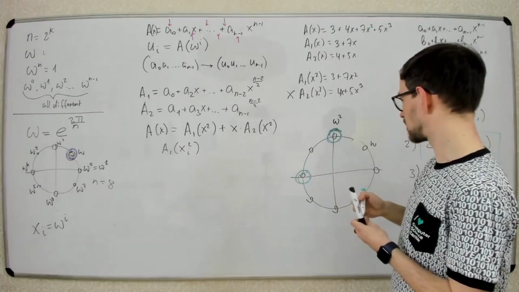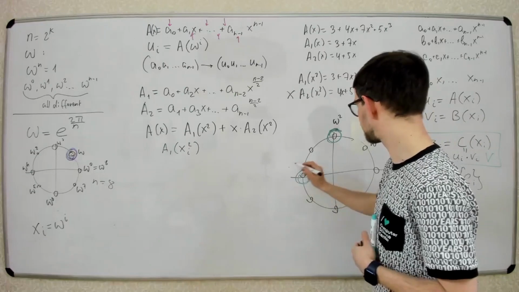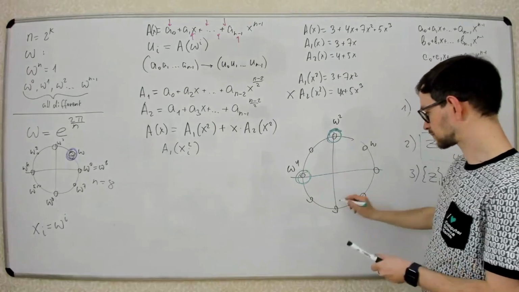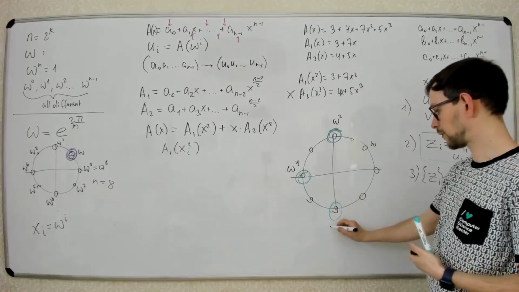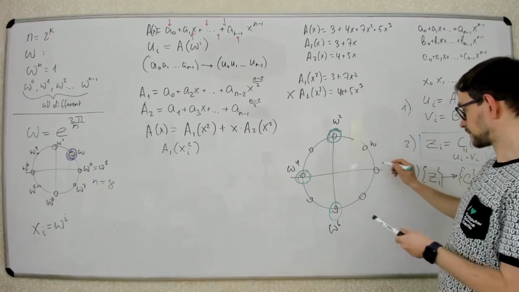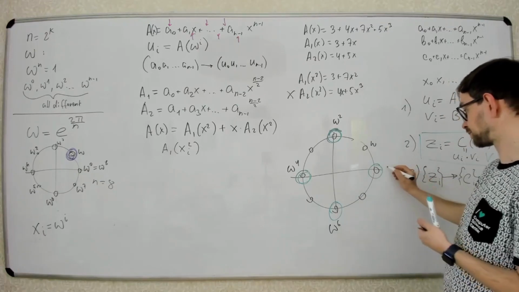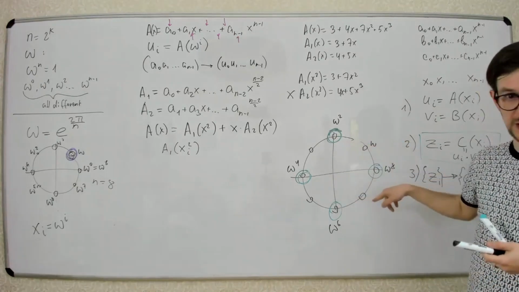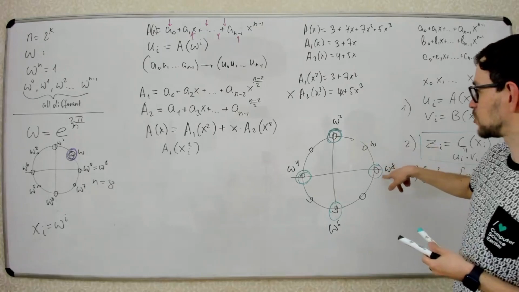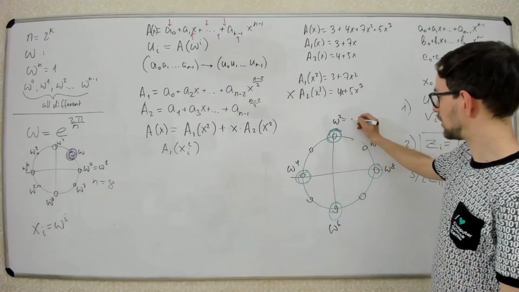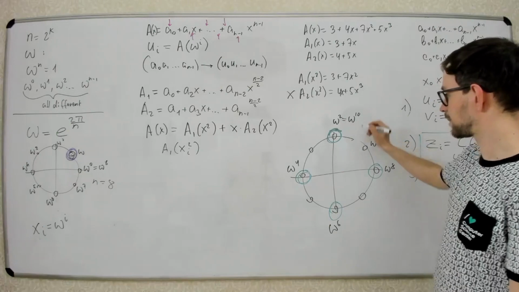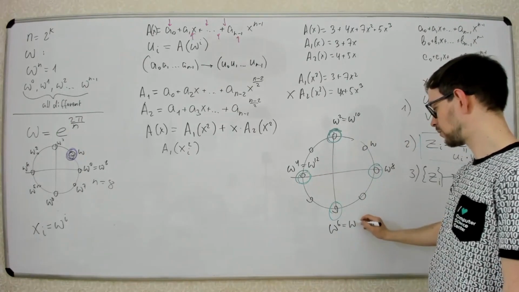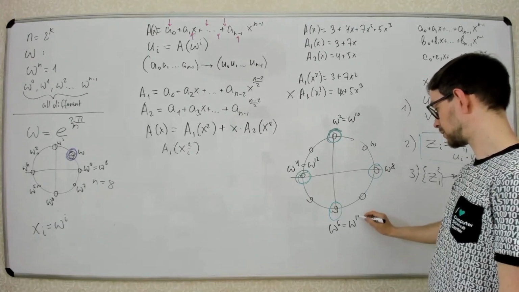This number will be W to the power 4. This number will be W to the power 6. And this number will be W to the power 8. And now when you continue, you have the same for these numbers: W to the power 10, and also W to the power 12, and also W to the power 14.